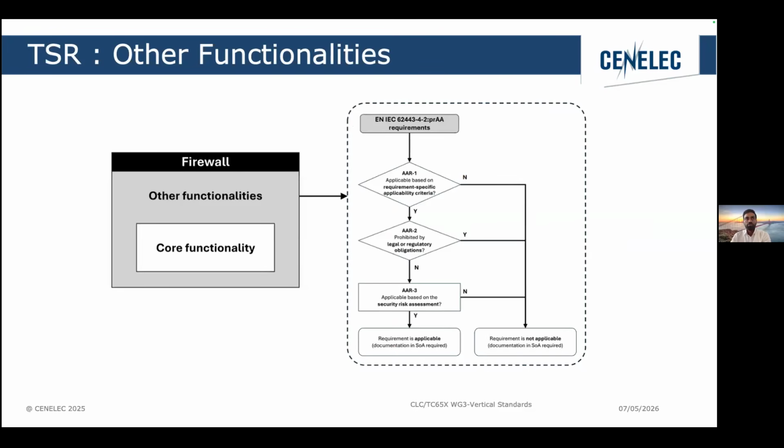And to explain what you have to follow for the other functionalities, do the applicability process the same as we did for the core functionalities, and you come up with a set of requirements applicable for other functionalities, and also why they are not applicable. You have a document, a statement of applicability, saying why a requirement is not applicable.